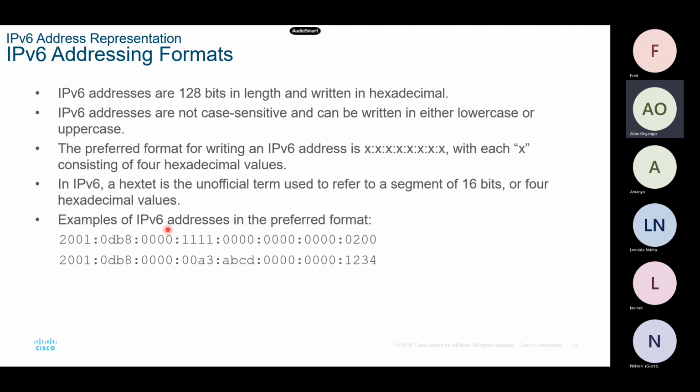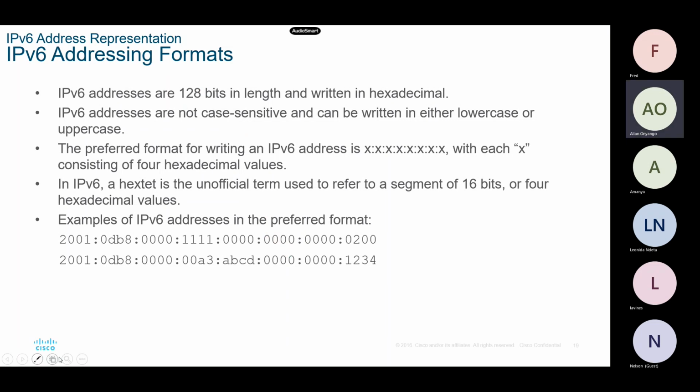So each of these characters is actually a hexadecimal number, and you can write them to get 16 values. Each of them can give us 4 binary digits. And so if each of them gives us 4, and there are 4 in total, 4 times 4 is 16. So each and every part, which is called a hextet, can actually give us 16 bits. If you multiply 16 times 8, that's how you get 128 bits. This is how we represent it.